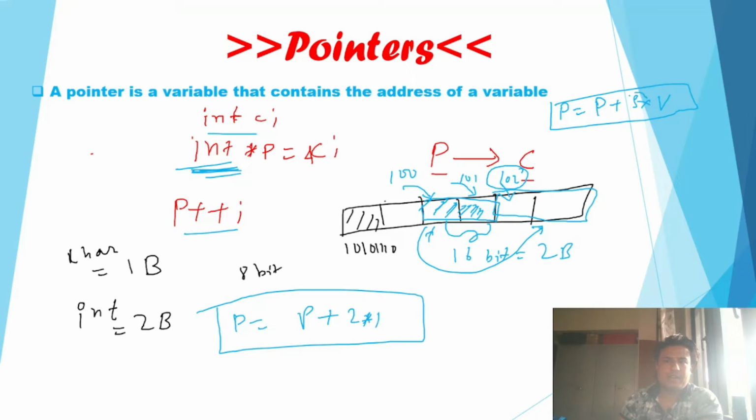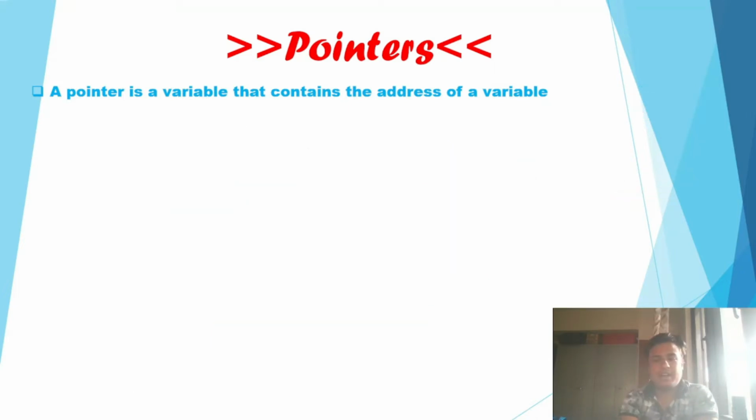To specify this size, we have to define the data type. Suppose it is integer type, or int, float, according to this it will do the calculation. Okay, so hope you are getting this point, guys. So moving on, let me show you the next point.